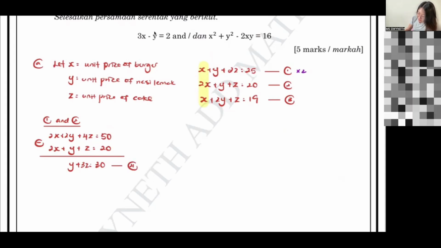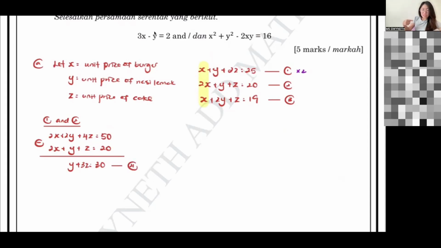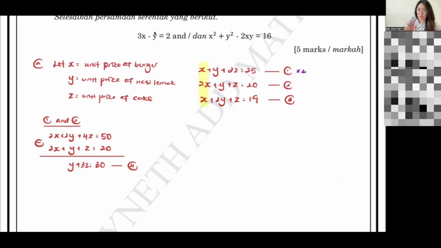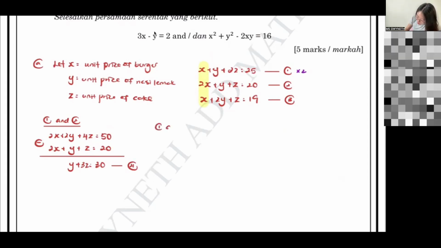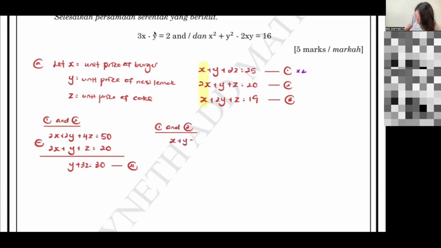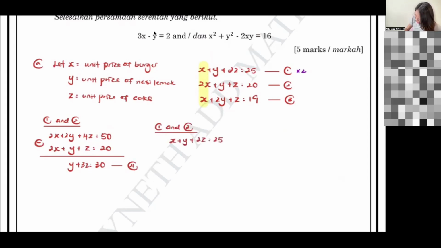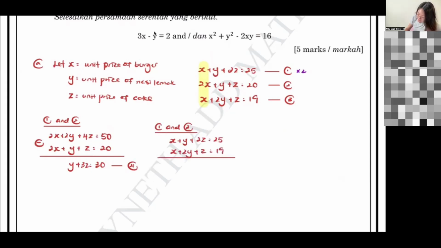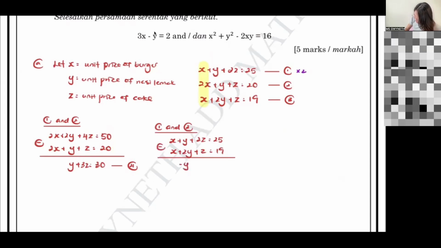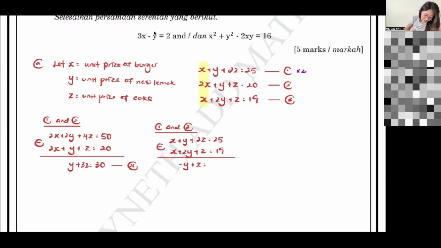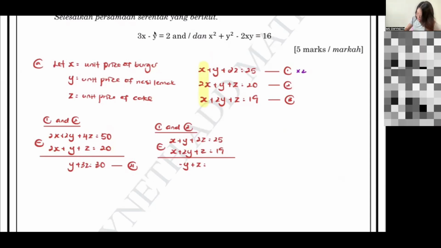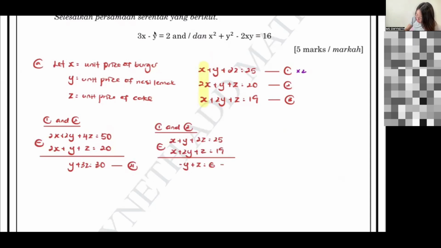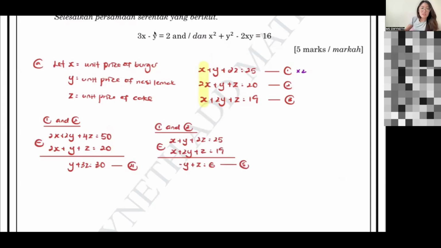Okay, then I can take 1 and 3. 2 and 3 also can. Up to you. Just pick another pair. I will pick 1 and 3. Why? Because I don't have to multiply anything already. The number in front of x is the same. Okay, eliminate x. Again, minus, negative y plus z. 25 minus 19. Okay, this is 6. Equation 5. Okay, these two are the new equations.